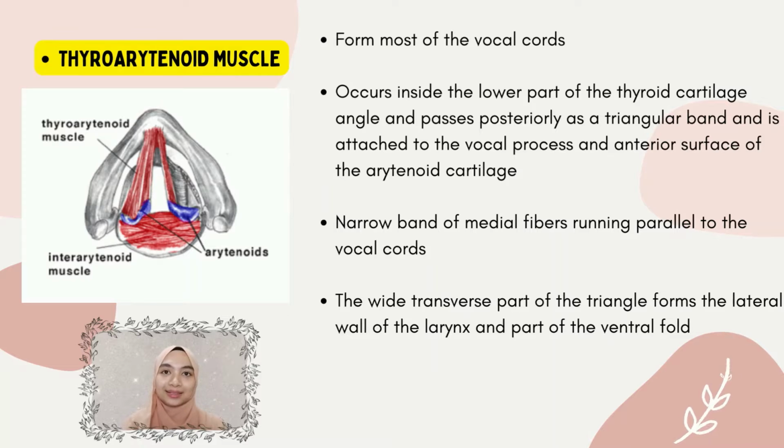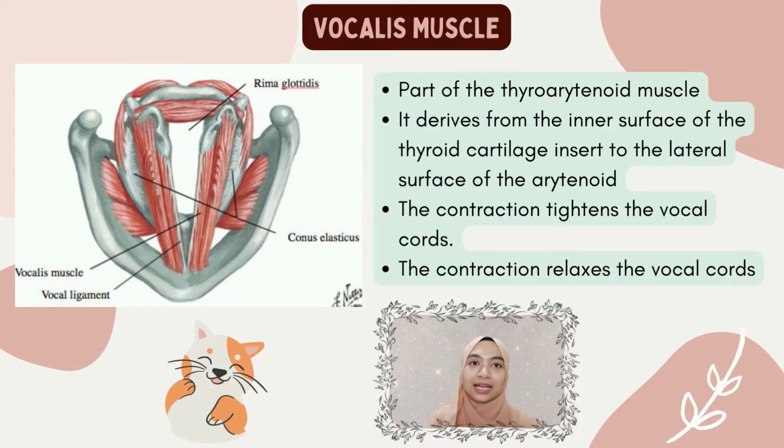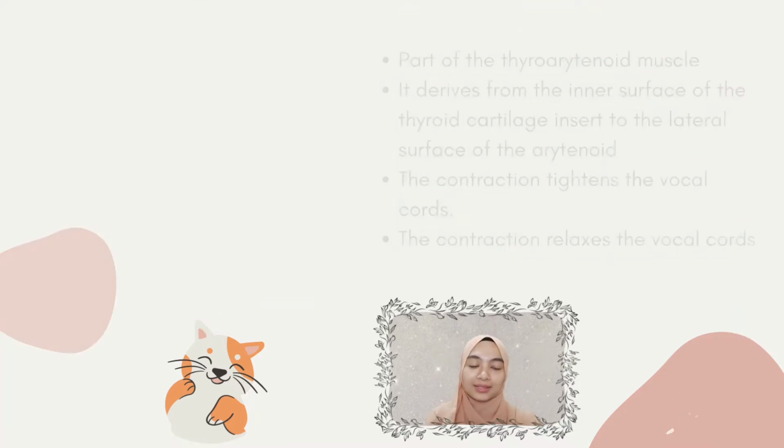For the thyroarytenoid muscle, it forms most of the vocal cords, arising inside the lower part of the thyroid cartilage angle and passing posteriorly as a triangular band attached to the vocal process and anterior surface of the arytenoid cartilage. It has a narrow band of medial fibers running parallel to the vocal cords. The wide transverse part of the triangle forms the lateral wall of the larynx and part of the ventricular fold. Vocalis muscle is a part of the thyroarytenoid muscle. It derives from the inner surface of the thyroid cartilage and inserts into the lateral surface of the arytenoid. The contraction tightens the vocal cords and the relaxation relaxes the vocal cords.